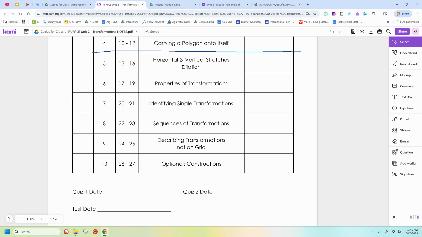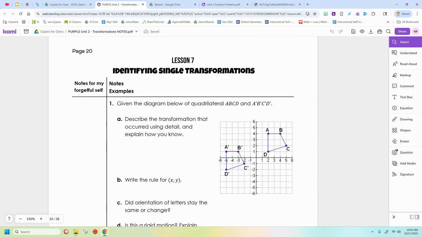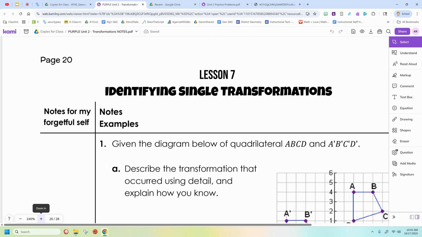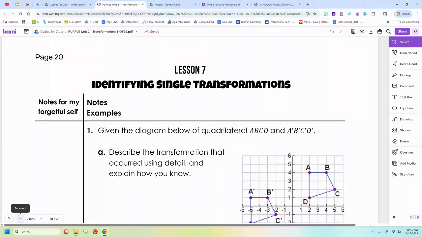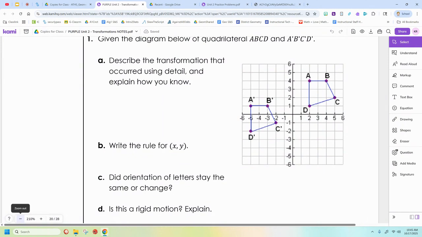Okay, so let's see. We are on page 20, right? Find page 20. All right. And so our goal today is literally just to be able to look at a single transformation and identify it and describe it. So I want to take a moment, and in the side column, notes for my forgetful self, I want to put some stuff in there.